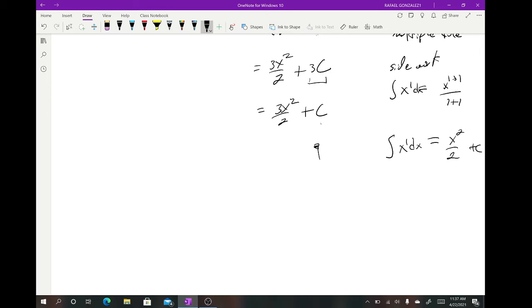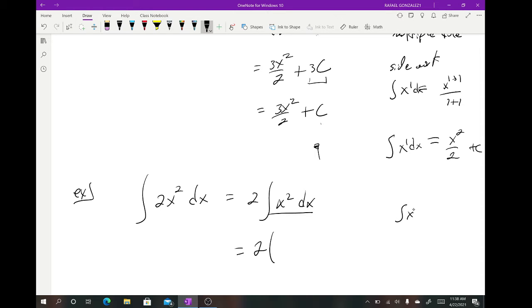So let's do another quick example. Somebody gave you 2x to the 2 dx. Using the same techniques that I did above, I'll take the 2 out, and I have x squared dx. So that is equal to 2 times the antiderivative of x squared dx. Let me do it on the side. By the power rule, that is x to the 2 plus 1 divided by 2 plus 1, because it's x to the p plus 1 divided by p plus 1. So I get that the antiderivative of x squared dx is x cubed divided by 3.